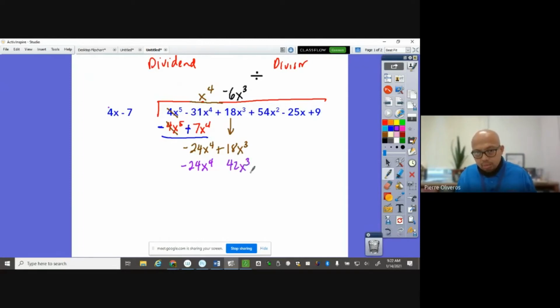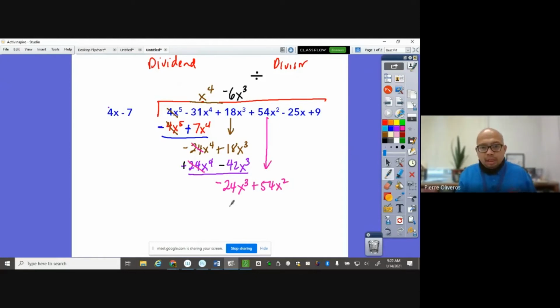x cubed. And remember that you will flip the sign. This will be plus, and this will be now negative. If you do that one, this will cancel out. And you will combine 81 minus 42. That will give you negative 24x cubed. You need to drop the 54, positive 54x squared. And again, you will repeat the same process.